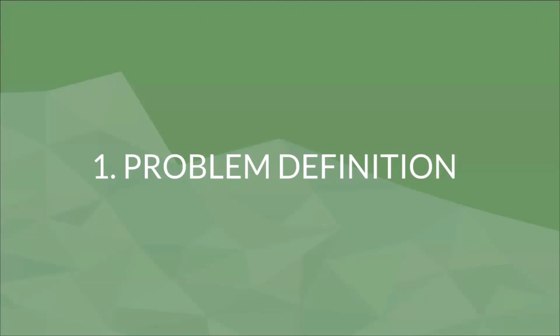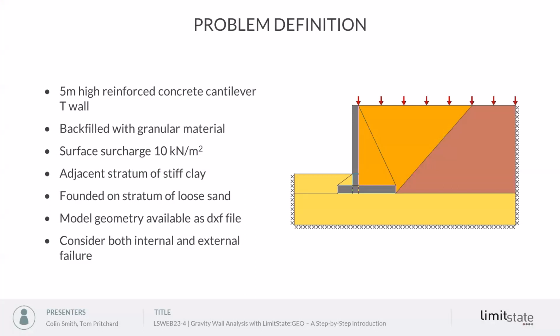So what problem are we going to look at? We're going to look at a 5 meter high reinforced cantilever T-wall, backfilled with granular material, subject to a surface surcharge of 10 kilonewtons per meter squared. It's adjacent to a stratum of stiff clay and founded on a stratum of loose sand. We have the model geometry available as a DXF file, and we want to look at both internal and external failure. So global failure, but also failure that may involve the wall itself.